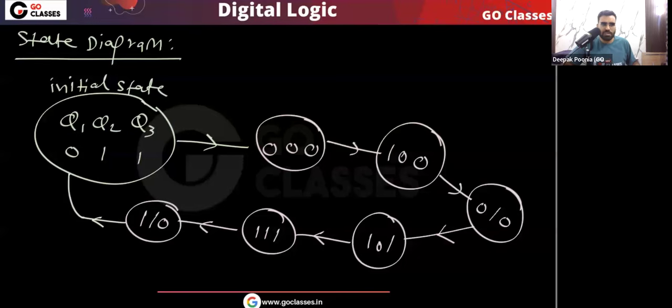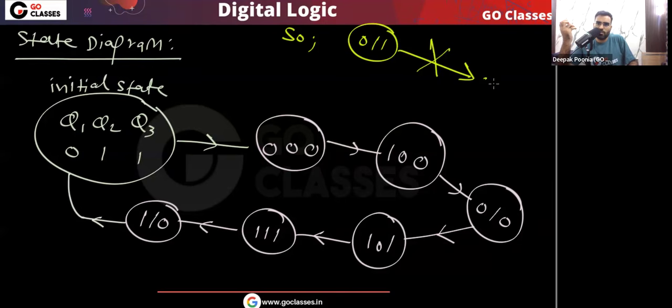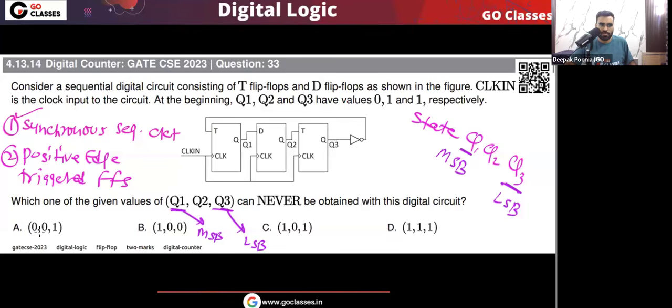Okay, so now you can see from this initial state 0, 1, 1, which state is unreachable? Can you tell me which state is basically unreachable? You can see 0, 0, 1 is unreachable. Yes or no? So here you can see that from this state 0, 1, 1, you can never reach 0, 0, 1. So I can say answer will be 0, 0, 1. For this question, answer will be option A.